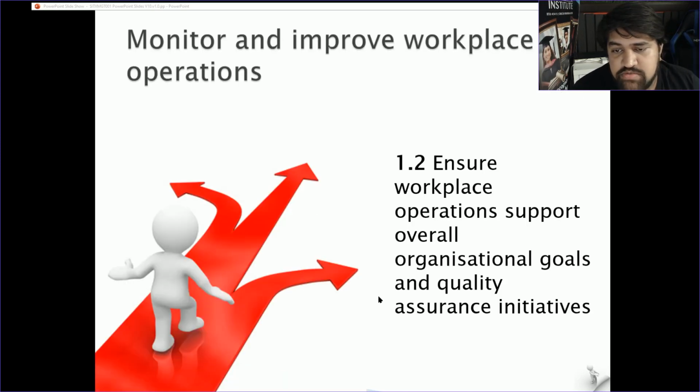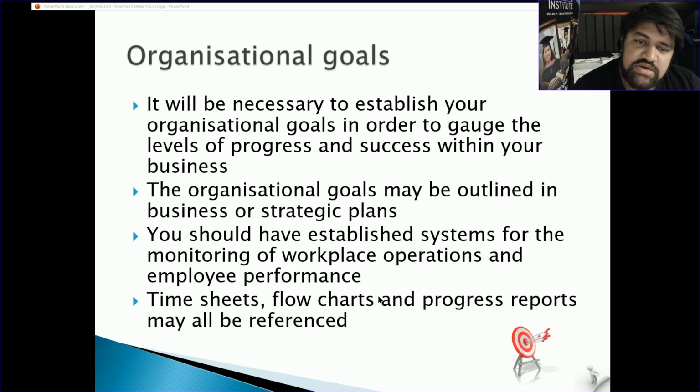1.2. Ensure workplace operations support overall organizational goals and quality assurance initiatives. Organizational goals. It will be necessary to establish your organizational goals in order to gauge the level of progress and success within your business. The organizational goals may be outlined in business or strategic plans. You should have established systems for the monitoring of workplace operations and employee performance, such as timesheets, flowcharts, and progress reports may all be referenced when you're doing this activity.